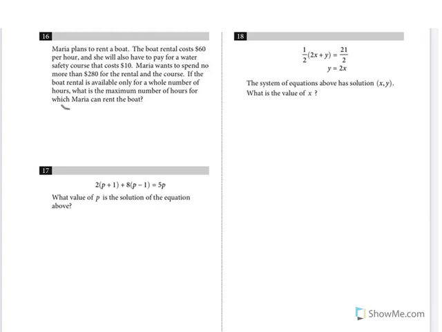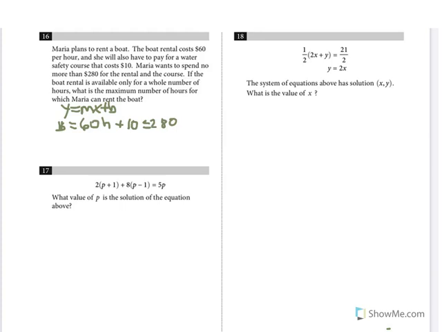We have another y equals mx plus b. So our y now is dollars, and it's going to equal m, so the m is $60 per hour, and we're going for h hours, plus the flat constant of $10 to take the safety course. And she can spend no more than, so that has to be less than or equal to 280.